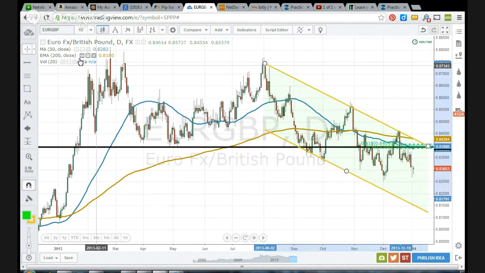What determines whether I'm going to close half or all is other positions I have on. So if I have other positions on, let's say I was short euro Australian dollar, for instance, if I close my euro pound position, I could let my euro Aussie dollar position go. If I only had a euro pound position on, I might be interested in closing half.